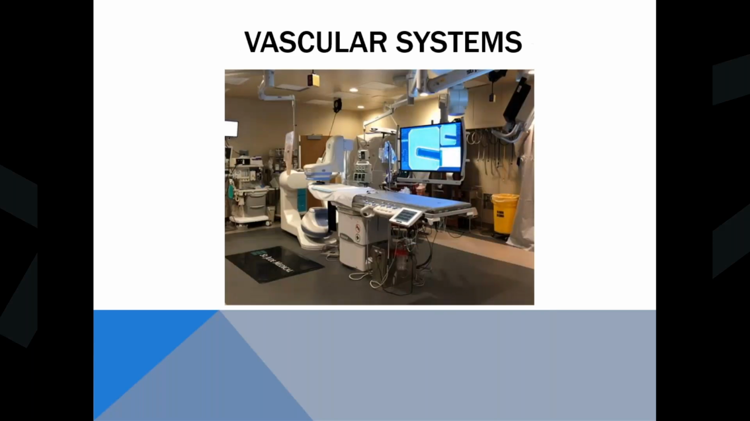Next one, kind of more specialized, is your vascular systems. This can include cath lab, interventional radiology, some neuro rooms. There's really no distinction between them. They're basically the same system. It's just what type of procedures they use for them, and then what kind of mode that they use. There's several different modes that you can configure these to run in.